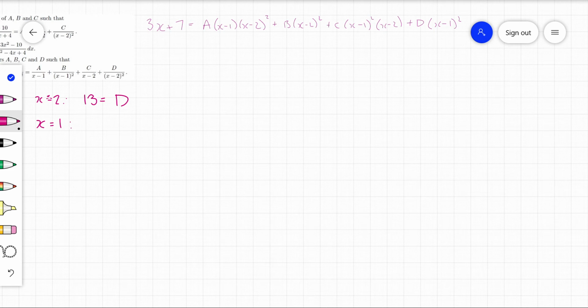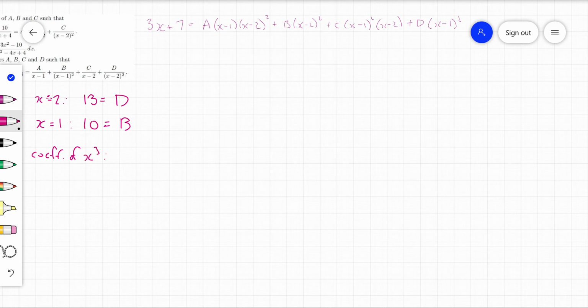Alright, what about x equals 1, because that gets rid of our other bracket. So on the left hand side, 7 and 3 is 10. On the right hand side, the a disappears because of the x equals 1. The c disappears, the d disappears, so all we've got is b. And we've got 1 minus 2 is negative 1, all squared is 1. So b equals 10.